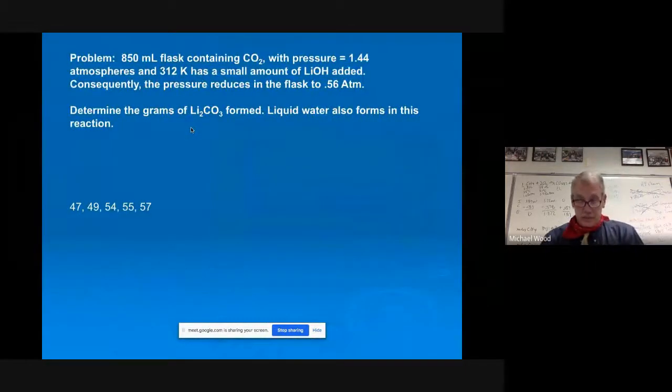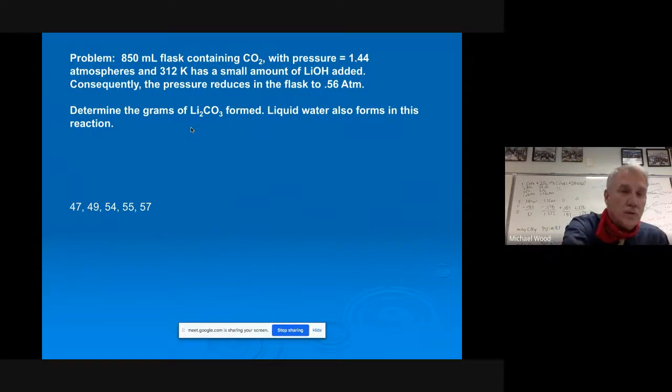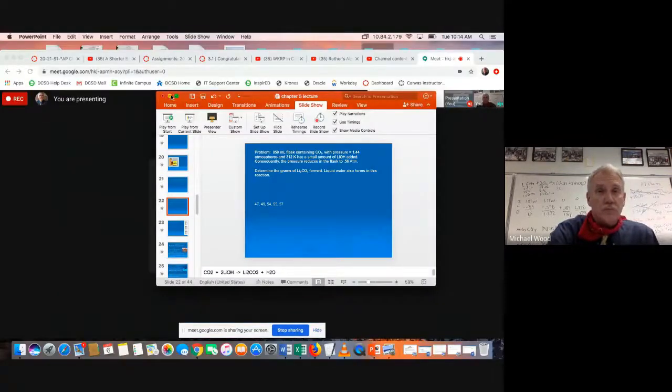Okay, here's another good problem. An 850 milliliter flask containing CO2 with pressure 1.44 and temperature 312, and a small amount of LiOH is added, and consequently the pressure reduces to 0.56. Determine the grams of Li2CO3 formed. Liquid water also forms in this. Okay, so here we go, another really good problem.